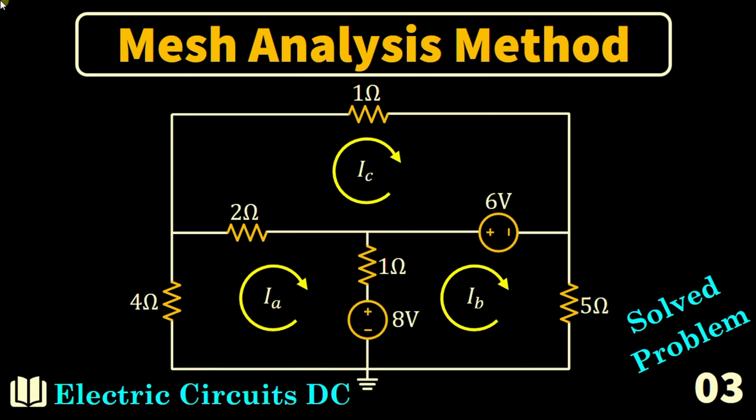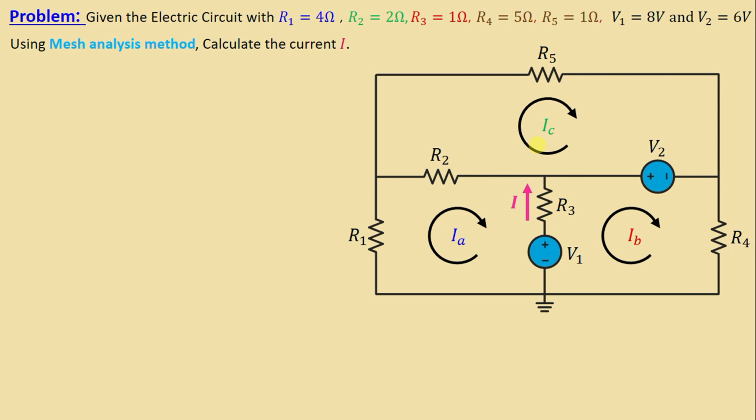Solve the problem number 3. Given the electric circuit with R1 4 ohms, R2 2 ohms, R3 1 ohm, R4 5 ohms, and we have two voltage sources V1 8 volt and V2 6 volt. The question now is, using mesh analysis method, to calculate the current I. The current I is the current through the resistor R3. Let's go to the solution.